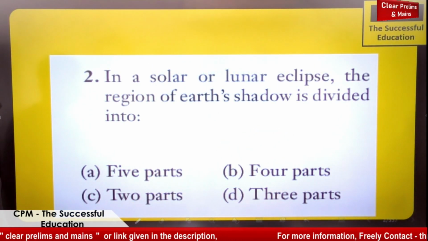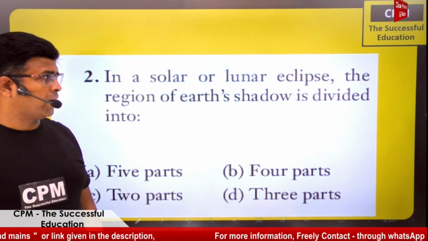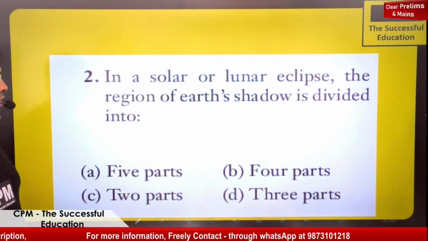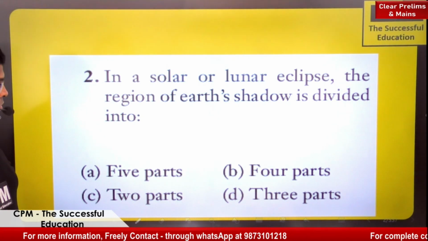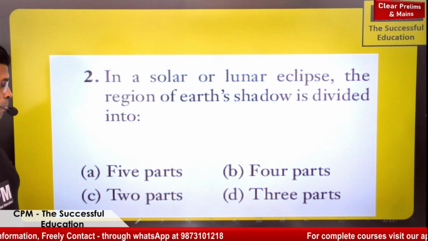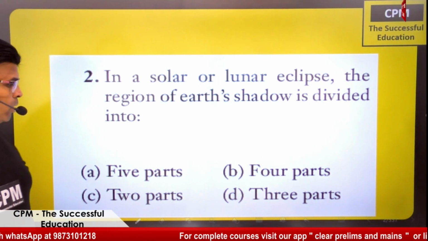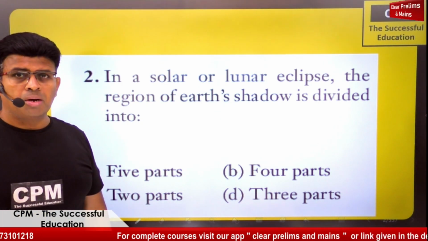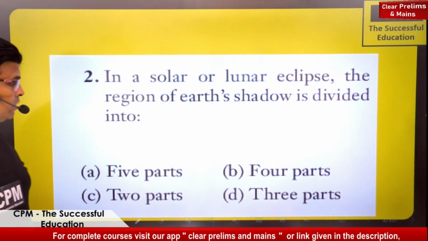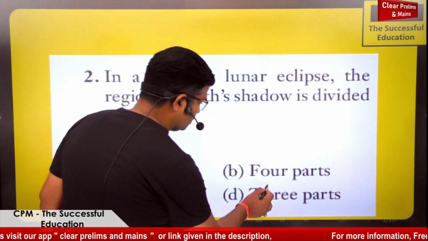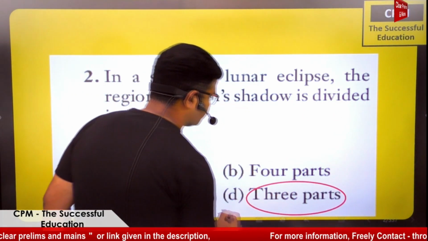Next question, in a solar or lunar eclipse, the region of Earth's shadow is divided into option A 5 parts, B 4 parts, C 2 parts, D 3 parts. And the correct option is 3 parts.